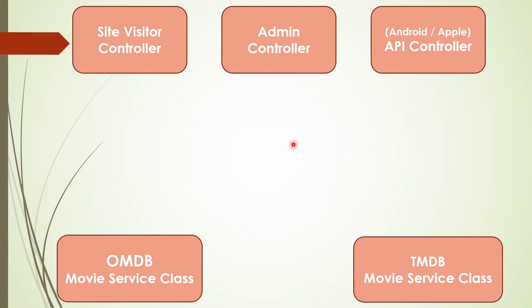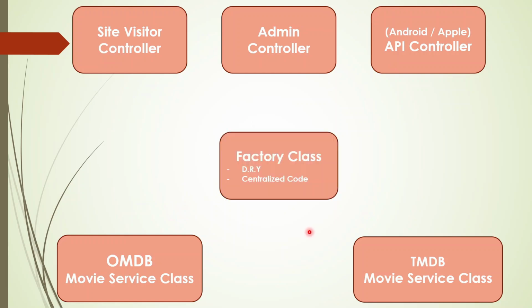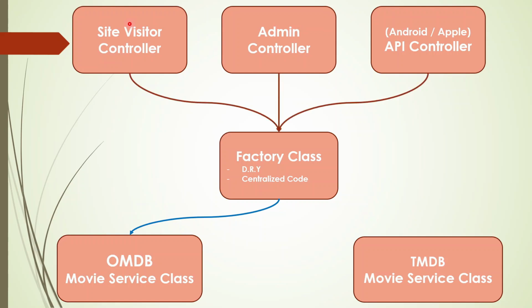So let's take a look at another approach. Instead of having the site visitor, admin, or API controller create an object of the OMDB or TMDB directly, we're going to put a class in the middle. This class's job is to create an object of the service we're supposed to use. And whenever these controllers need access to the movies, they're going to ask the factory class for that object.